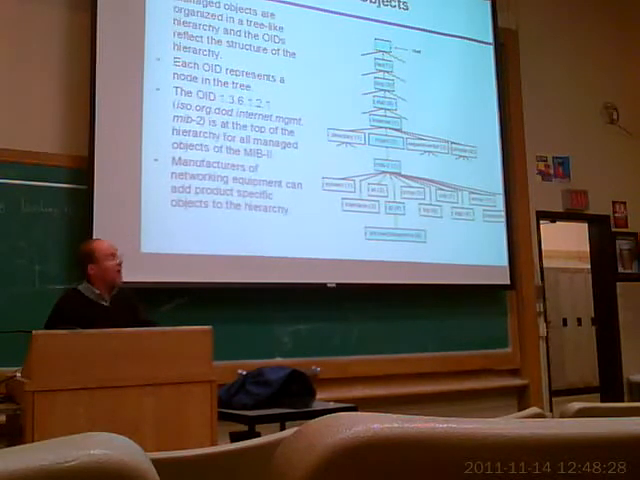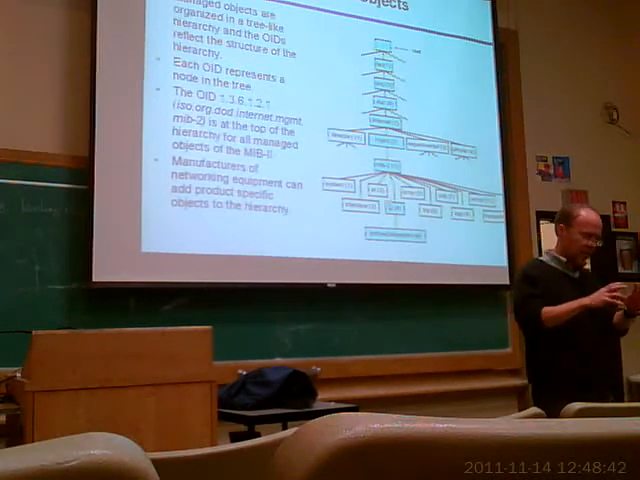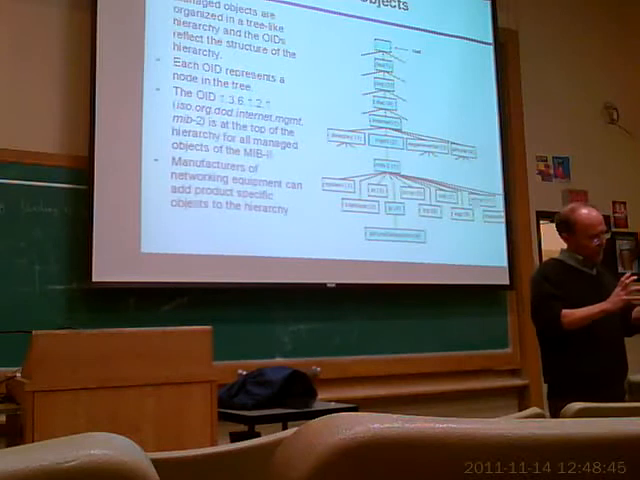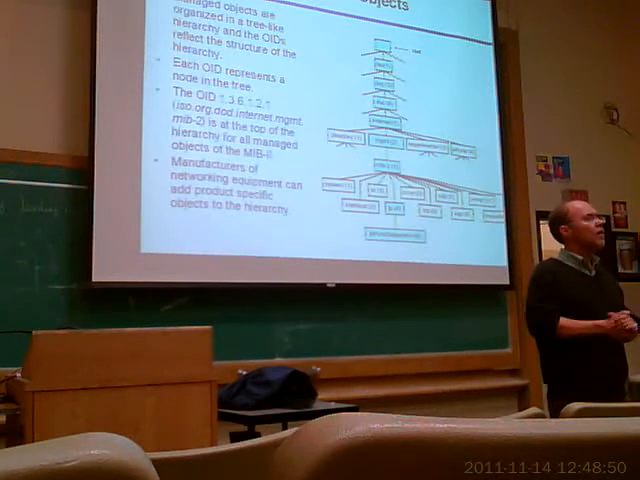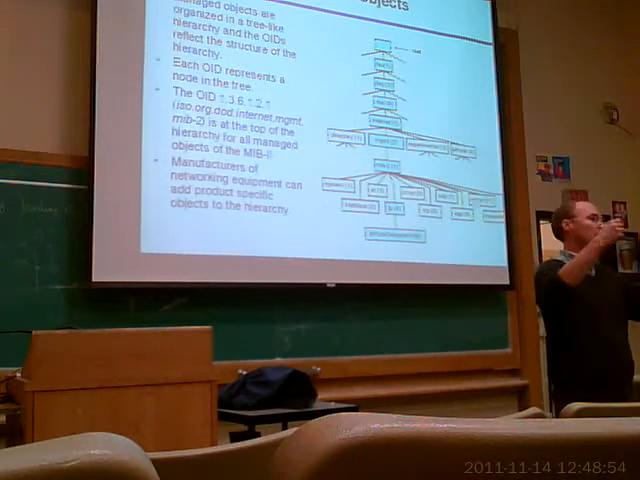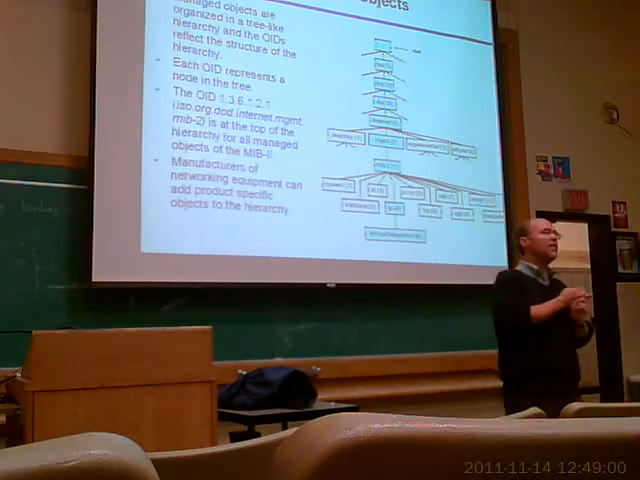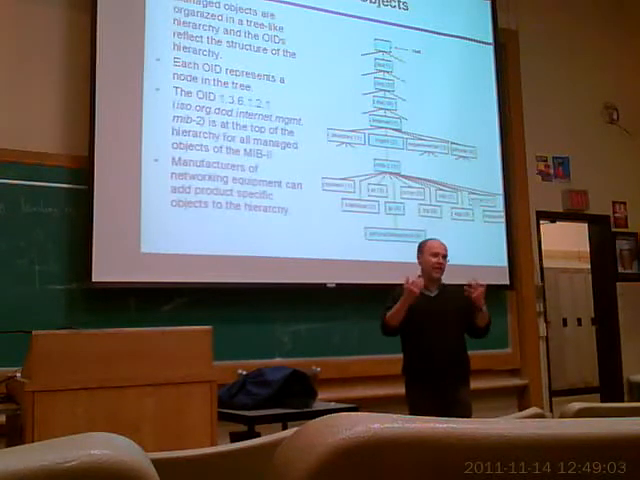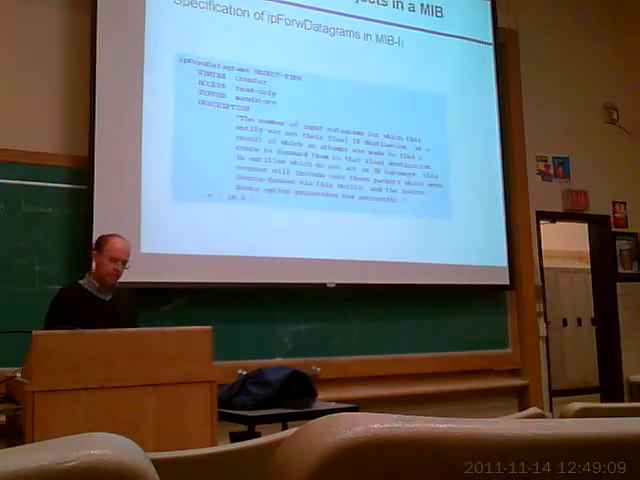So there are predefined MIBs, but manufacturers can also add product-specific information. It's often also the case that product manufacturers have non-published portions of the MIB, which they then use for proprietary monitoring tools or proprietary debugging features. Okay. So that's this.